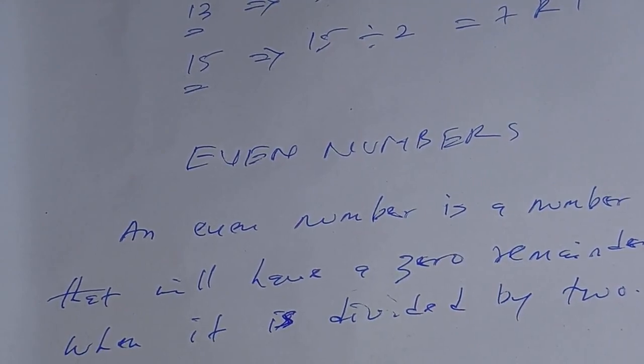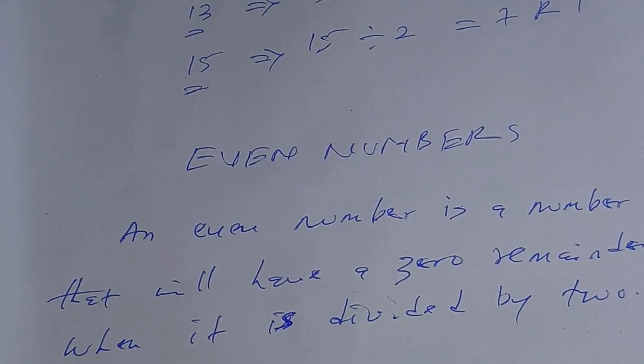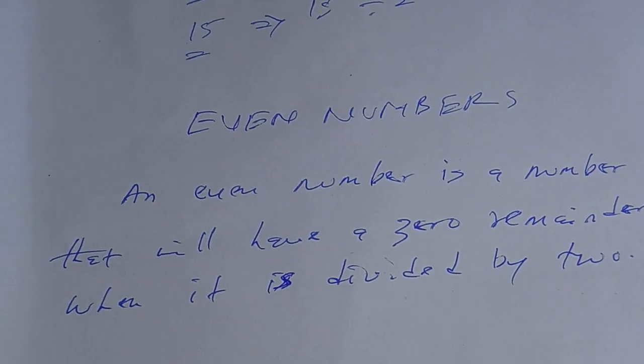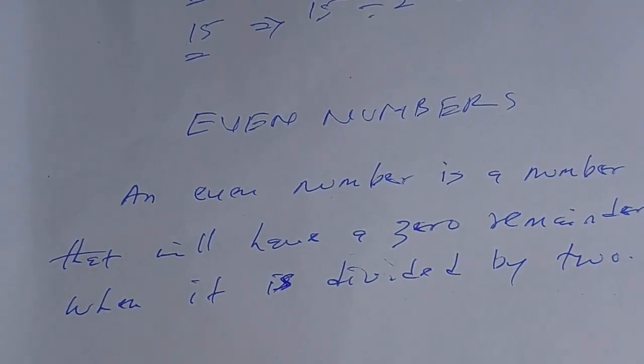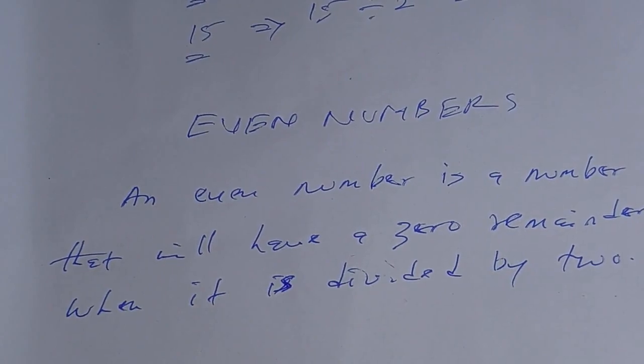In the situation of an odd number, we say it has a remainder of 1. In the even number case, when you divide by 2, the remainder will be 0. It will have no remainder. It will be a perfect quotient, and that number is termed an even number. So any number you divide by 2 with no remainder, a perfect division, is called an even number.